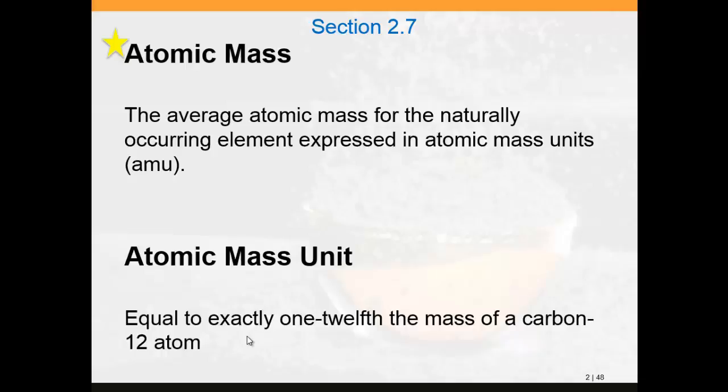Okay, welcome back to chapter 2. We're in section 2.7 now, and we're going to look at atomic mass. So this is the mass of an element in atomic mass units, or AMUs.